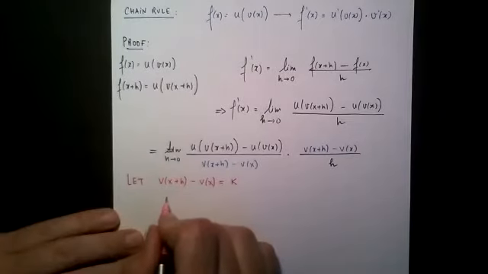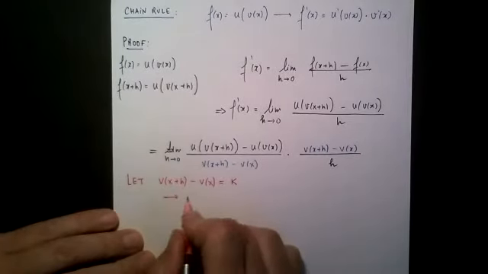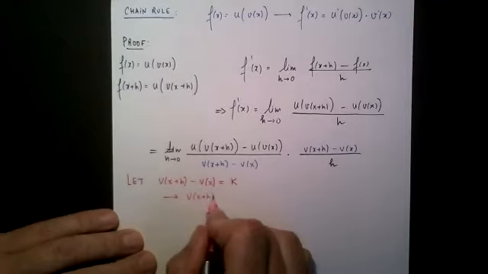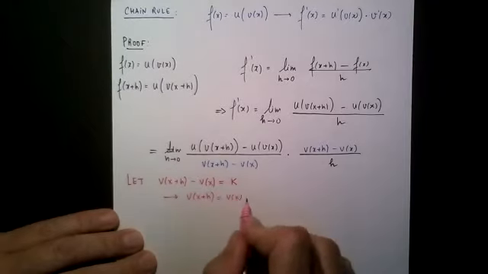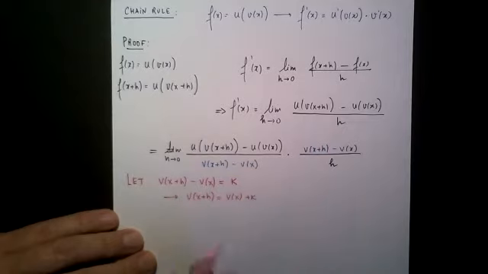Okay, so this means that if I isolate v of x plus h, this will be equal to v of x plus k. I just isolated v of x plus h. First thing to notice.